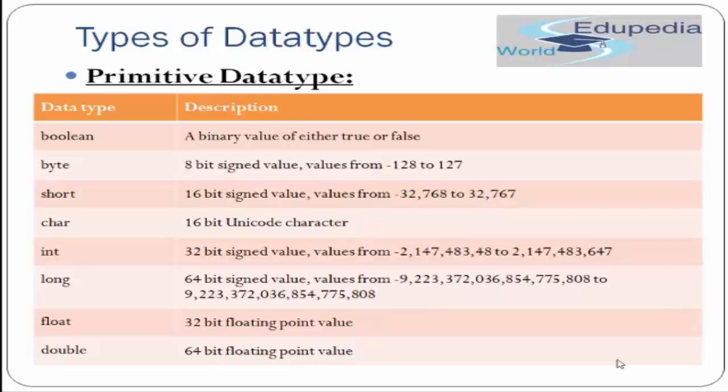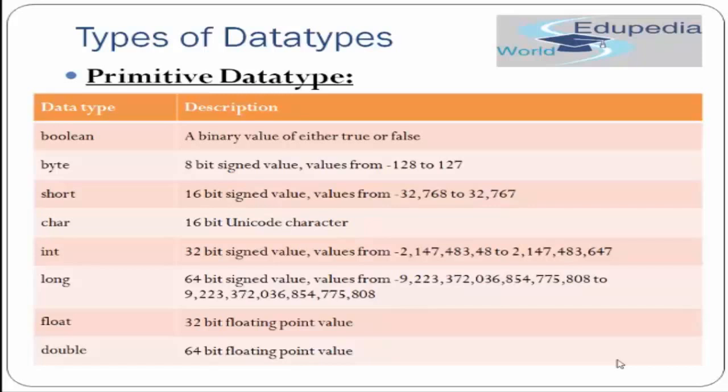Okay. And then we have long. Long takes up a 64-bit signed value. Again, the range is very, very huge for long, as you can see. So it's taking up exactly double what int is taking up. Okay. And short is taking up exactly half what int is taking up.